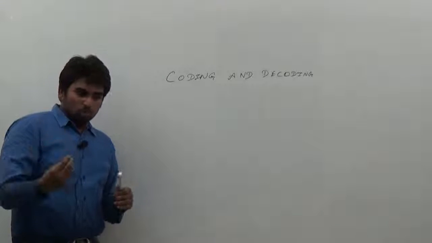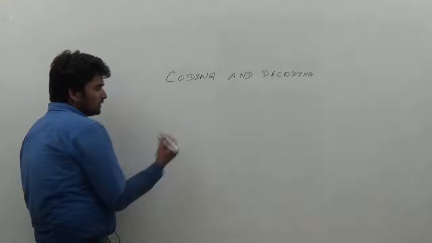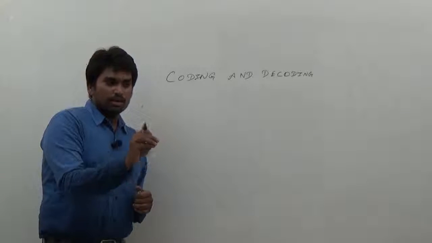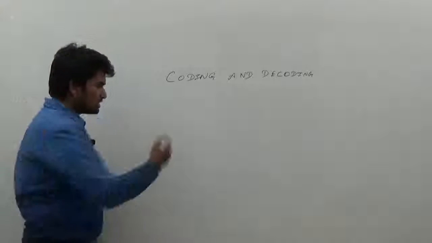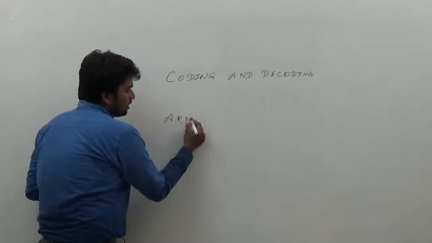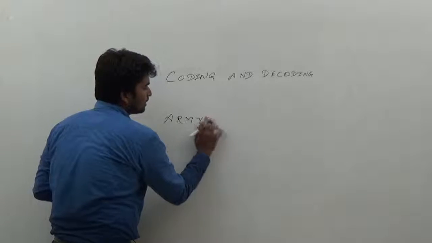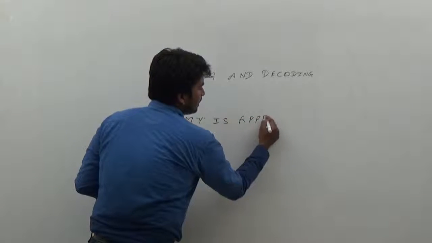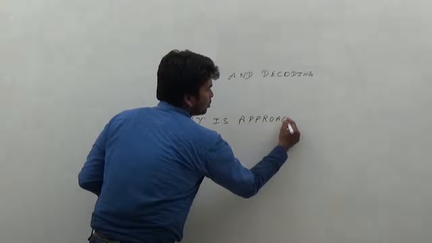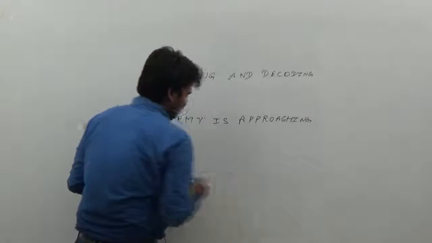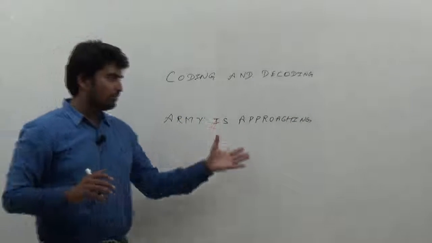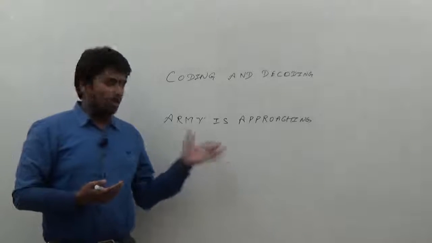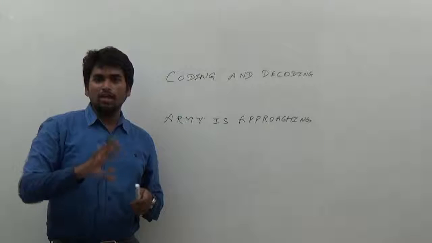A simple code could be something like this. Say, for example, the messenger is sending something like "army is approaching". So I'll just write it. Army is approaching. Here we find three different words. If I write it in the same way, it's very easy for me to crack it. Army is approaching, I get to know. So I'll change my plan.